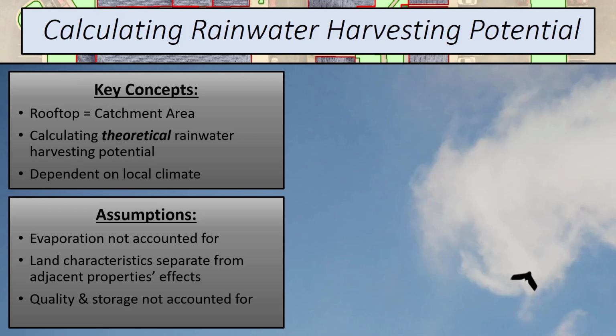Our second assumption is that the land characteristics from our site is independent from adjacent properties. Therefore, we are not addressing any influences from neighboring land. And our last assumption is that water quality and storage are not accounted for. We are only interested in the theoretical potential, so quality and storage are not of interest to our project.